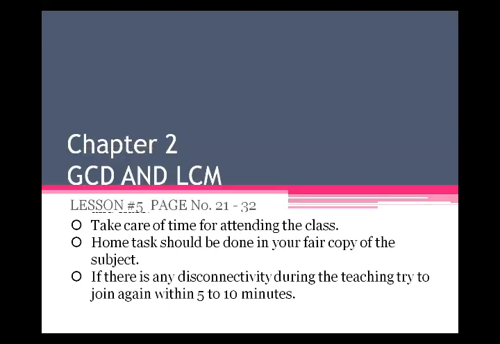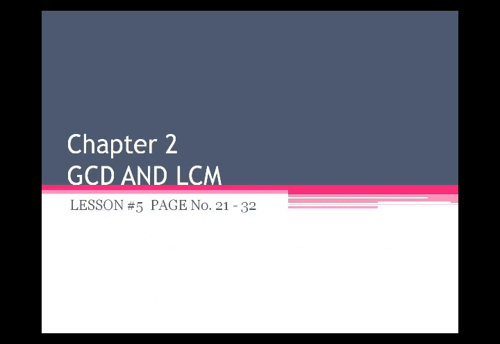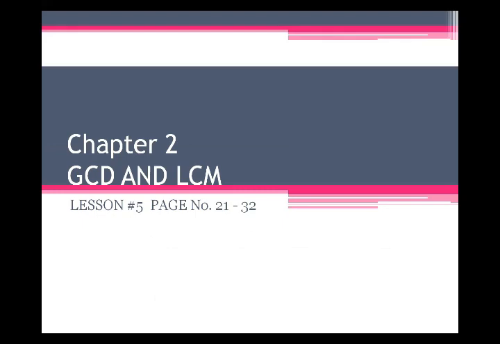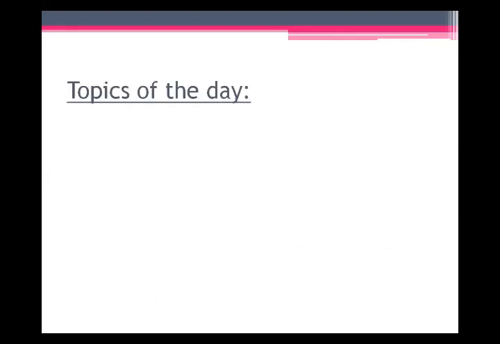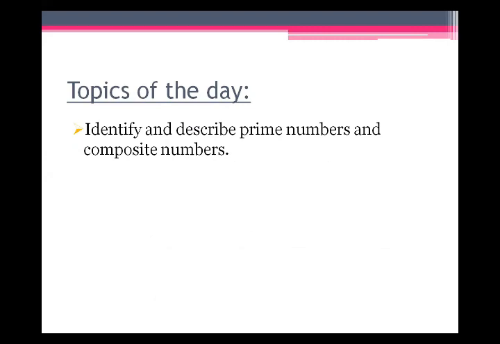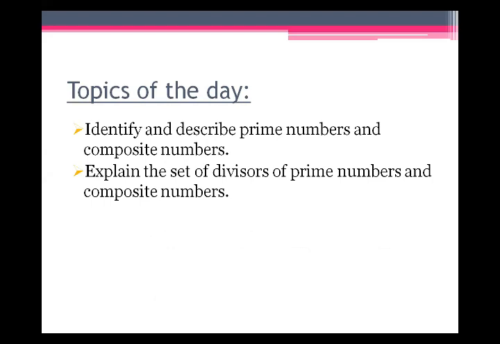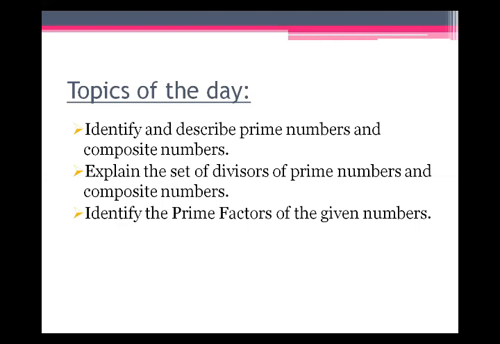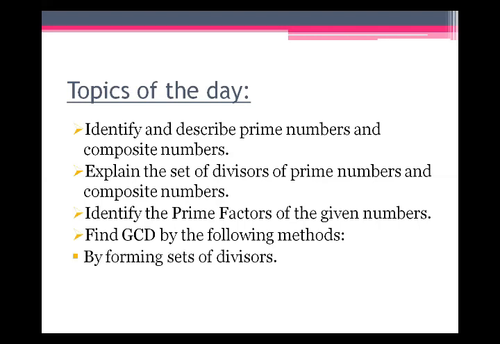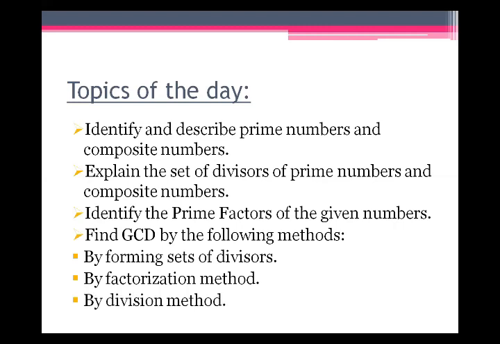Now here we have chapter number 2, GCD and LCM, lesson number 5 from page number 21 to 32. Now students, here are the topics of the day. Identify and describe prime numbers and composite numbers. Explain the set of divisors of prime numbers and composite numbers. Identify the prime factors of the given numbers. Find GCD by the following methods. First method is by forming set of divisors. Second method is by factorization method. Third one is by division method.